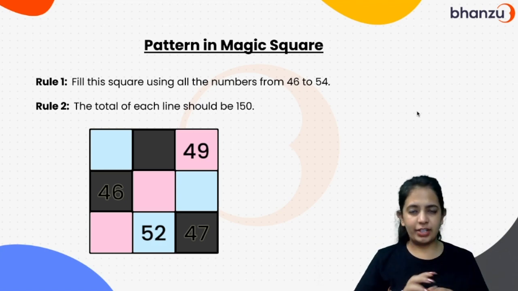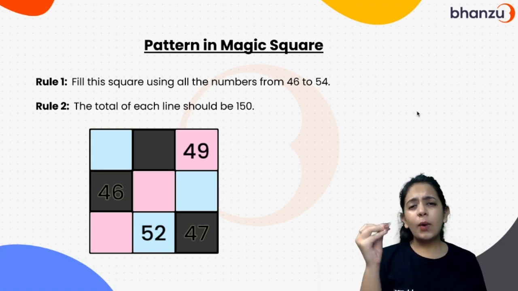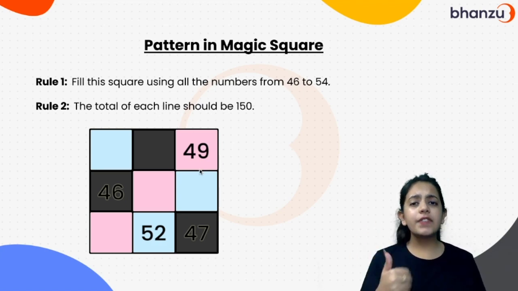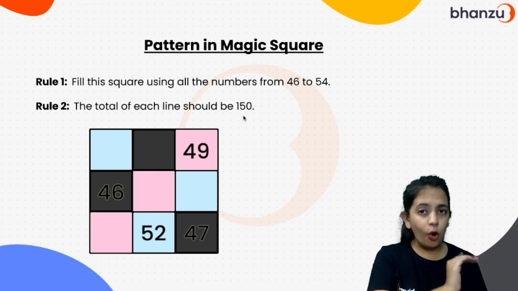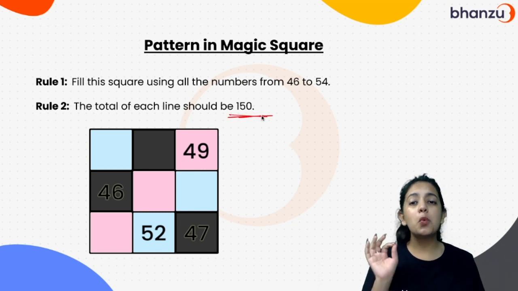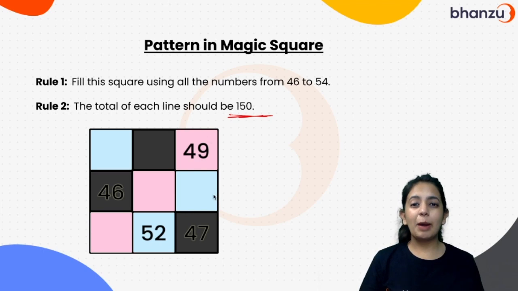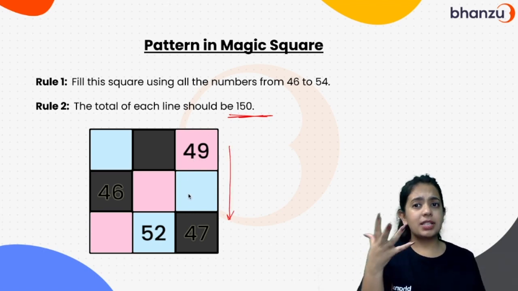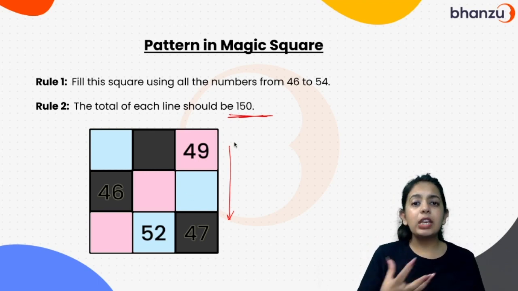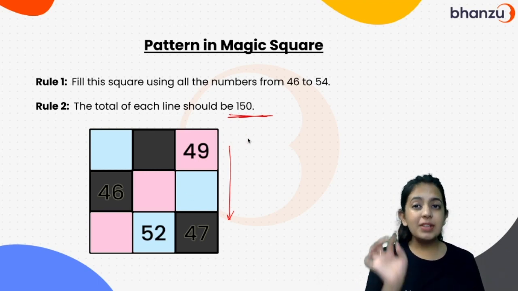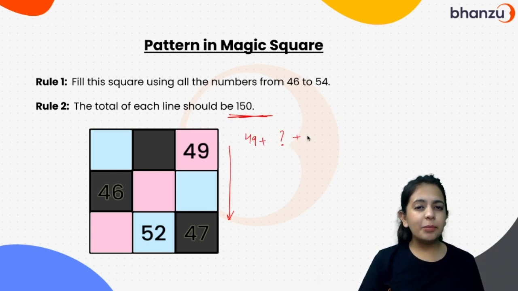Alright, so here's the question that I asked you. The question is pretty simple. You have to just fill the boxes and you have to make sure that the total in each row or in each column must be 150. So let's pick up this column, the column number 3. Now 49 plus some number is missing over here plus 47 equals 150 because the total of each column is 150. So tell me, 49 plus what plus 47 equals 150?